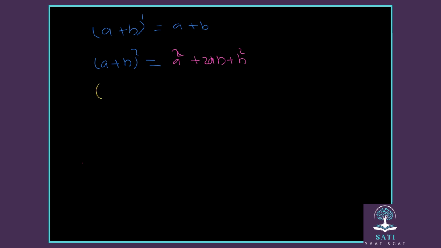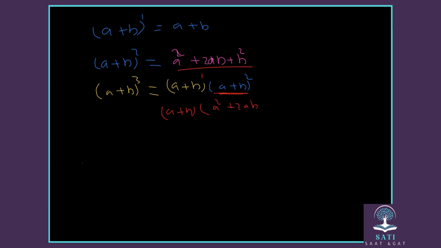But what about if it becomes (a + b) power 3? How can you open this one now? You're going to open it this way. You say it is (a + b) times (a + b) squared. We can write it this way because the power here is 1 and the power here is 2, so they make 3. Now we know this one, so I get (a + b) as it is times a squared plus 2ab plus b squared.